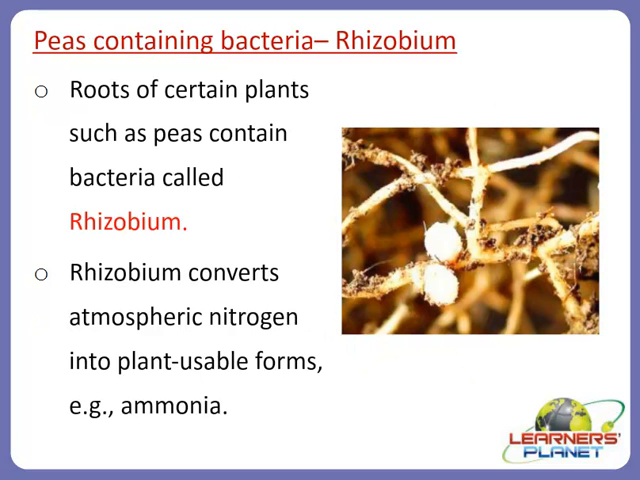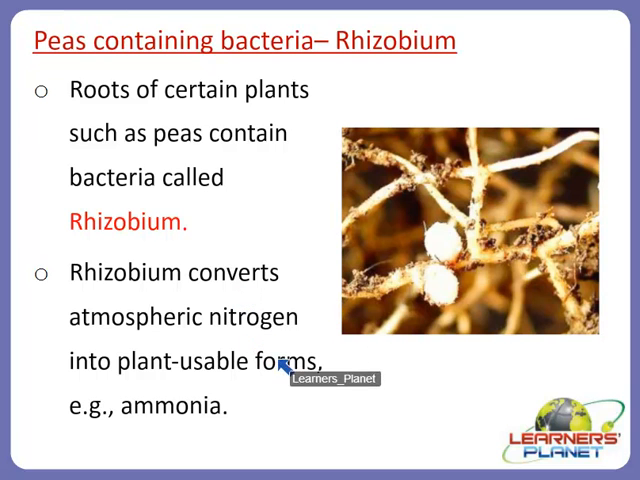Now let us move on to another example. The other example here is peas containing bacteria, that is rhizobium. The roots of certain plants such as peas contain bacteria called rhizobium. Can you see here in this picture? This is a pea plant, and these peas contain bacteria called rhizobium. Why does it contain the bacteria rhizobium? Or what is actually the meaning of the bacteria which is present here?